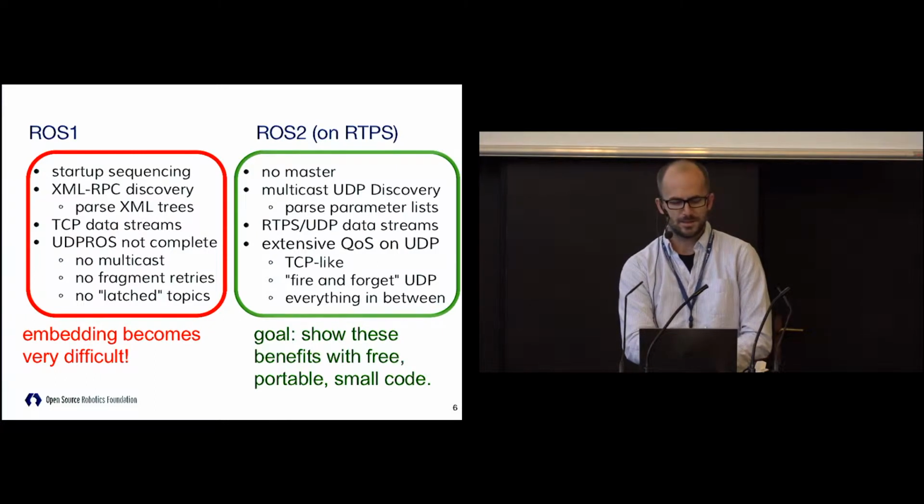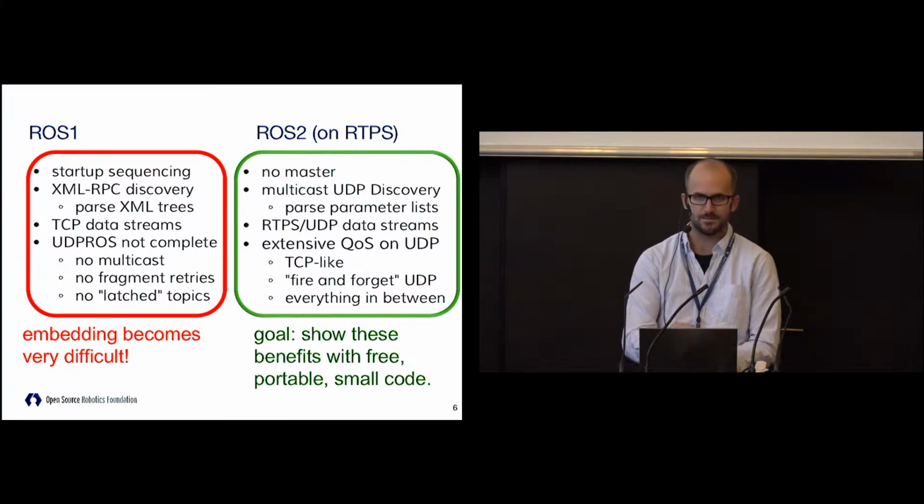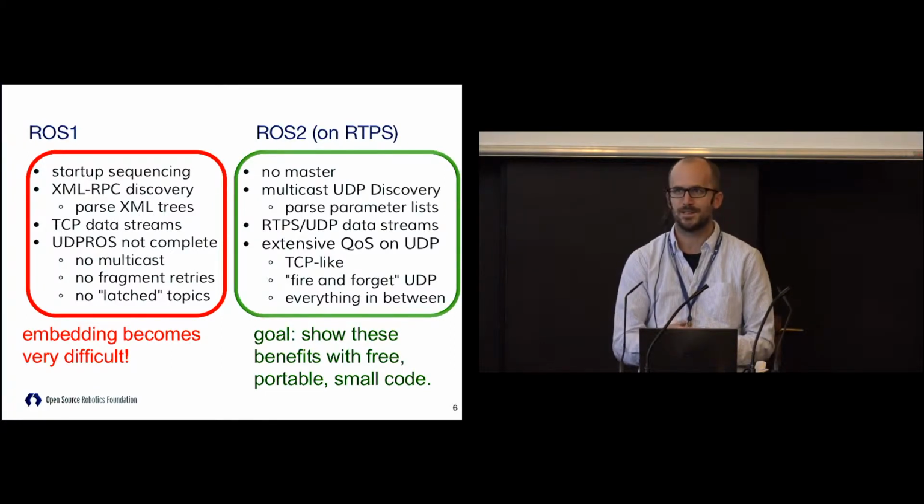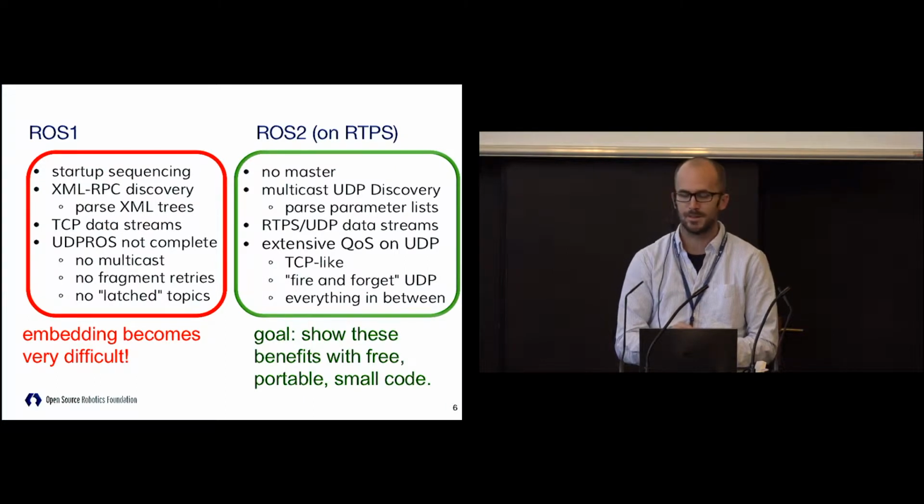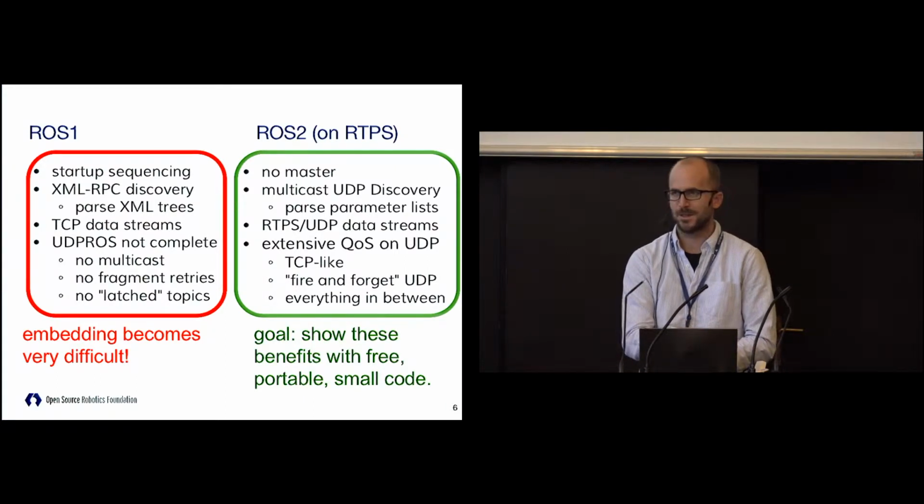Even more practically though, XML RPC, which ROS1 uses for negotiation, is just difficult to deal with in highly constrained memory environments. It's a tree structure. It's coming at you in ASCII. You're having to parse this tree and buffer everything. There's been heroic efforts to make that work, but it's just fundamentally a difficult problem.